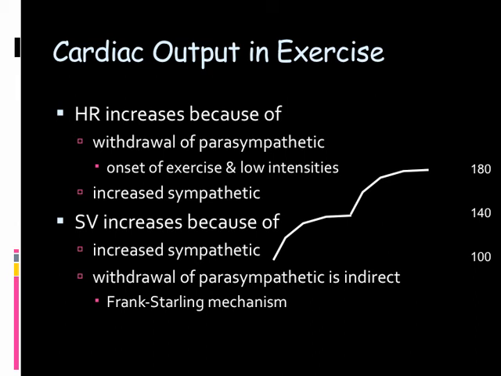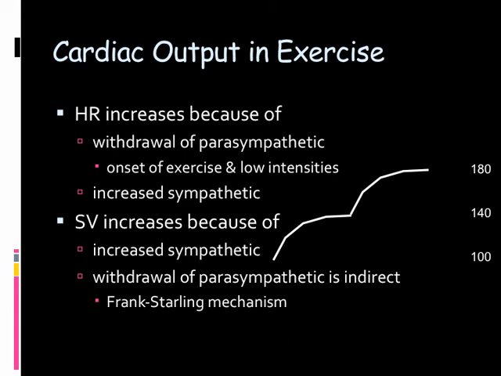Now, I've said here that the withdrawal of the parasympathetic is important mostly at the onset of exercise and at low intensities. And let me hope I can explain that with this little graph here I've drawn. What that shows you is over time, this is the person's heart rate you're looking at here, and I make them exercise so their heart rate goes from 100 to 140. And then I increase the resistance, or I make the treadmill go steeper or whatever, and their heart rate goes from 140 to 180.